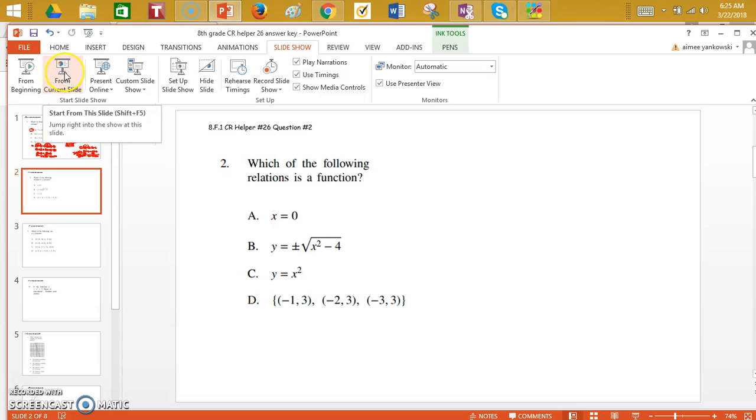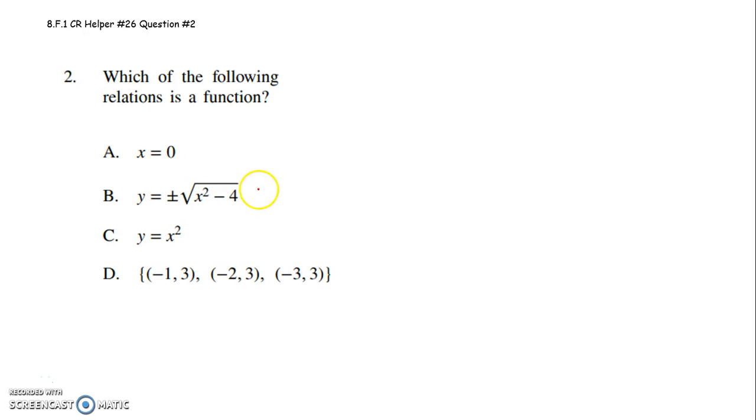Eighth graders, this is to help you with question 2 on CR 26. It says, which of the following relations is a function? All right, so I'm scanning down and I'm going to tell you it's this one, but I want to talk to you about why the other ones don't work.